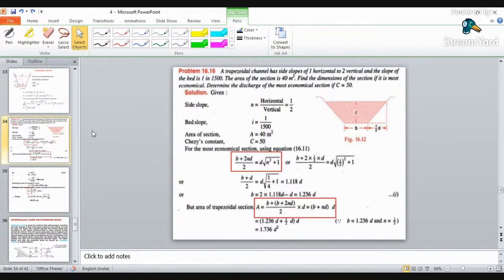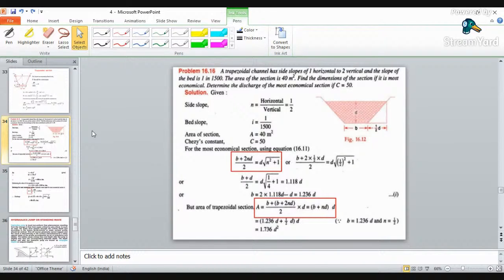Okay. Bed slope is also given. This is the side slope, the side of the trapezoid. Then the bed slope is 1 by 1500. Okay. So the area of the section is 40. Then Chezy's constant is given, that is C is equal to 50. Okay. So we have used here one condition for the most economic channel section.